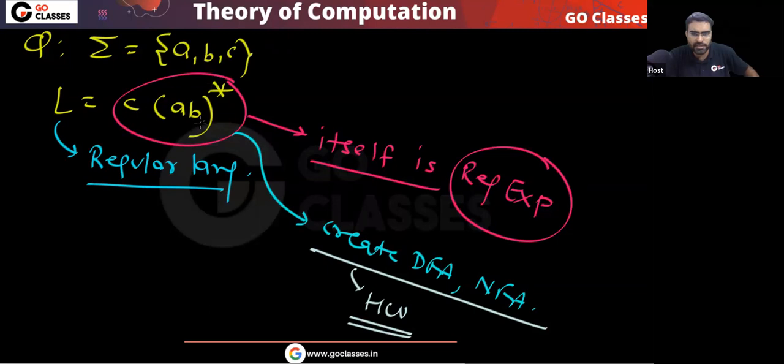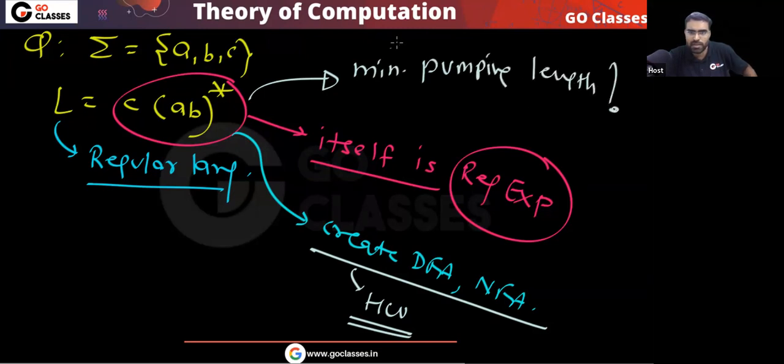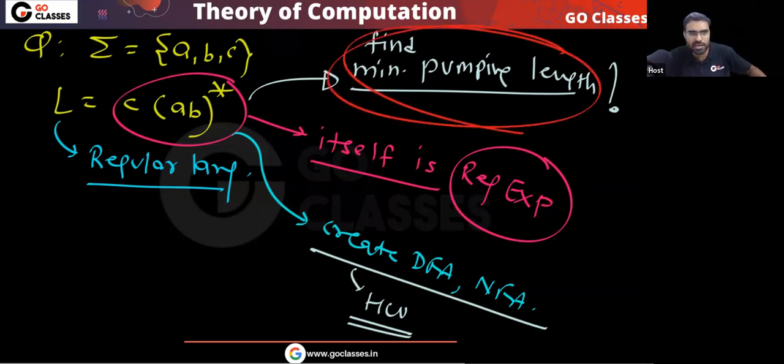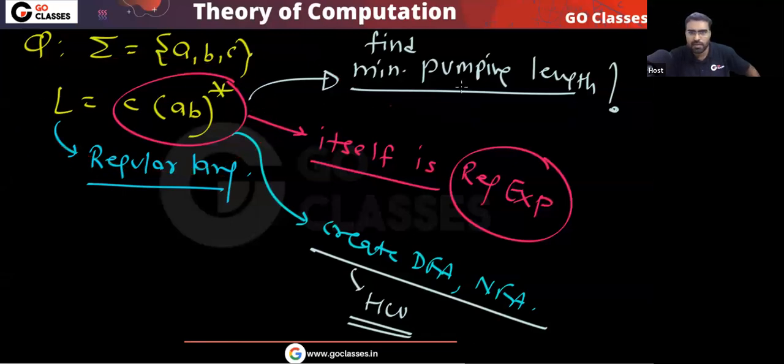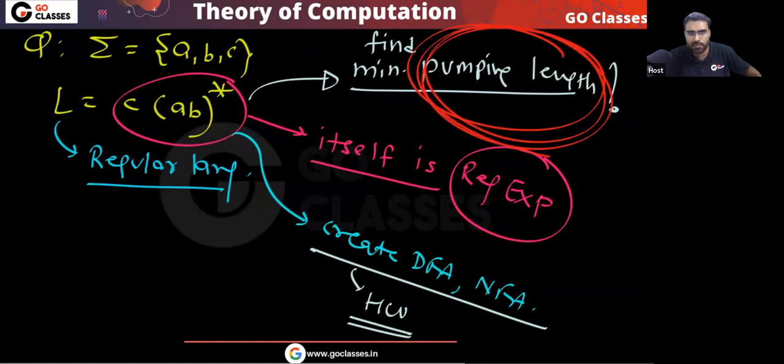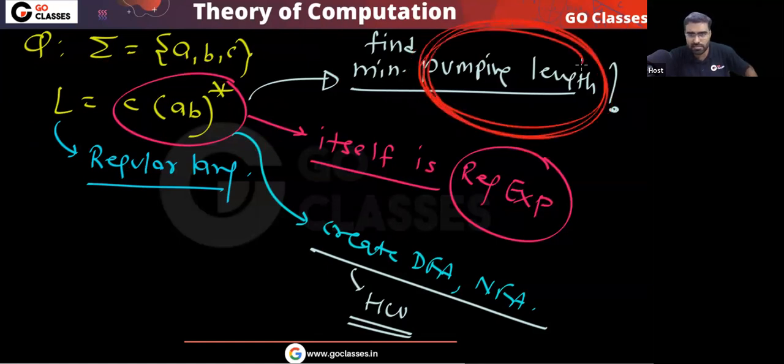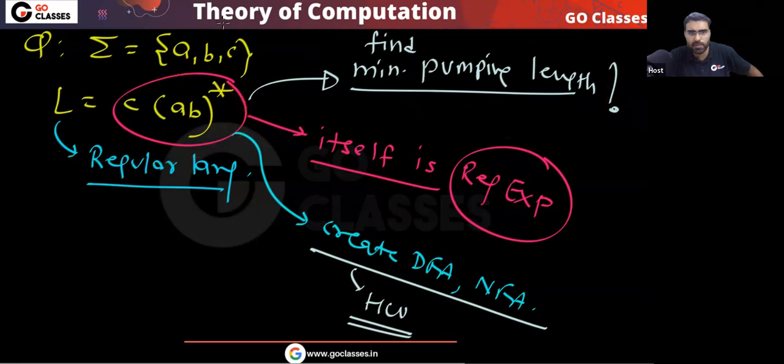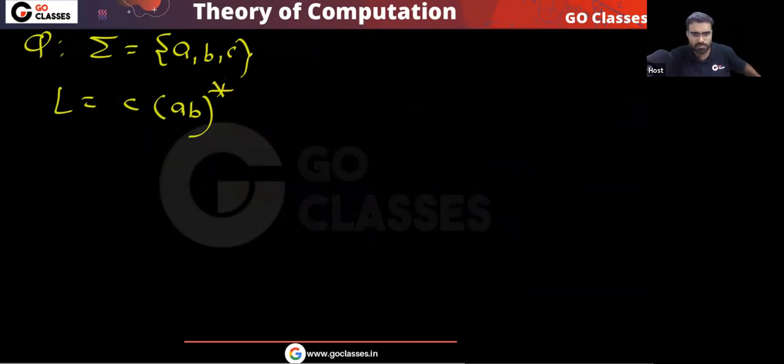So this is your alphabet and this is your language. This is a regular language. First of all, find the minimum pumping length. Also prove that this will satisfy the pumping lemma. If we can find the minimum pumping length, can I say that L satisfies the pumping lemma? Yes, of course. If I can find a pumping length, then definitely L will satisfy the pumping lemma. Now let's find out.